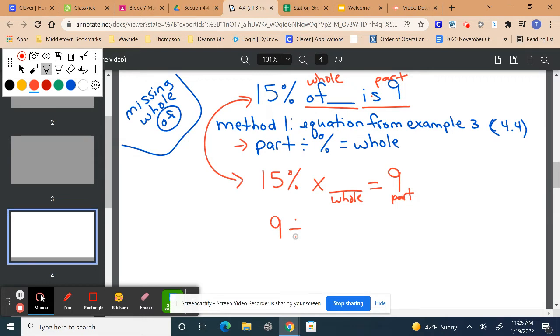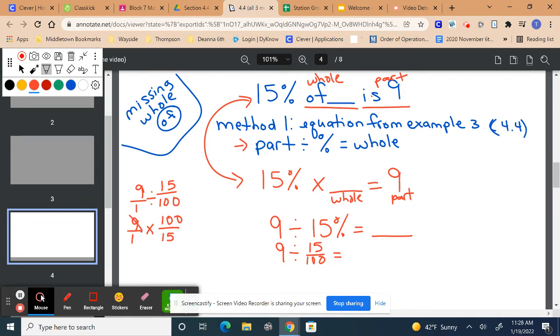So 9 divided by your percent equals our whole, which is blank. Okay, so we are going to take 9 divided by 15 over 100, or you can do 15 hundredths as a decimal. So you're going to do 9 over 1 divided by 15 over 100. You need to make sure you do your keep it, change it, flip it.